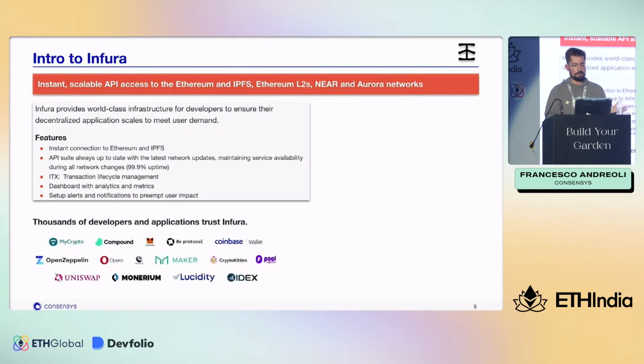Yeah, I mean, 1,000 developers' applications trust Infura, obviously MetaMask, but there is a bunch of other cool providers. I don't know if you know, Uniswap is using Infura, and Coinbase Wallet, 0x, Opera. Some people don't know Opera is also running a wallet, but that is quite interesting.